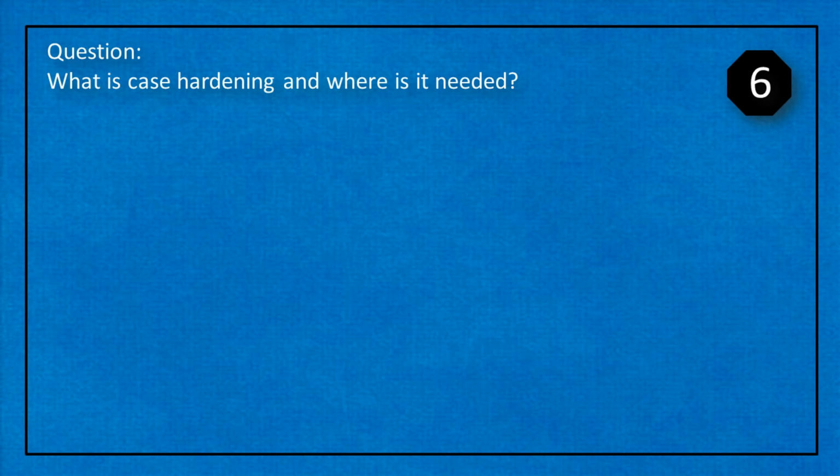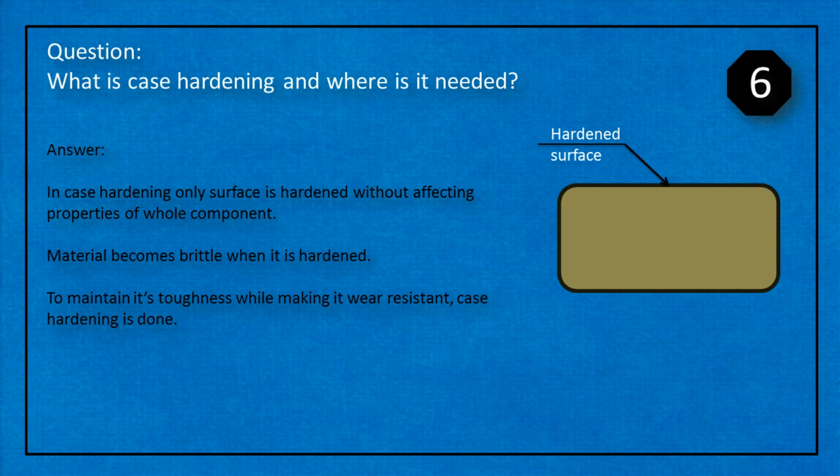Question: what is case hardening and where is it needed? Answer: in case hardening, only the surface is hardened without affecting the properties of the whole component. A material becomes brittle when it is hardened. To maintain its toughness while making it wear resistant, case hardening is done.